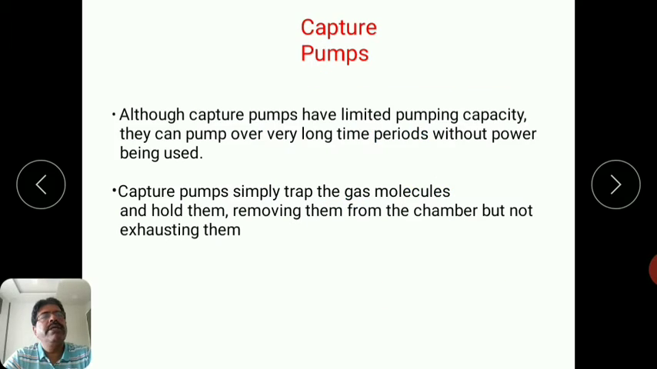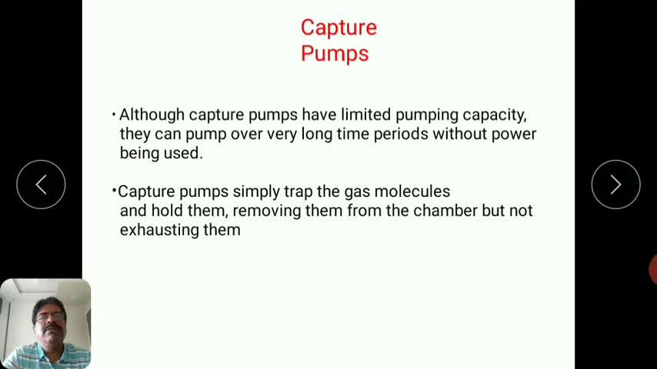So today we shall continue the study of capture pump further. Before going to the next example of capture pump, let me tell you a few more important facts about the capture pump. The first one is that even though these capture pumps have limited pumping capacity, they can pump over a long period without much power being used.